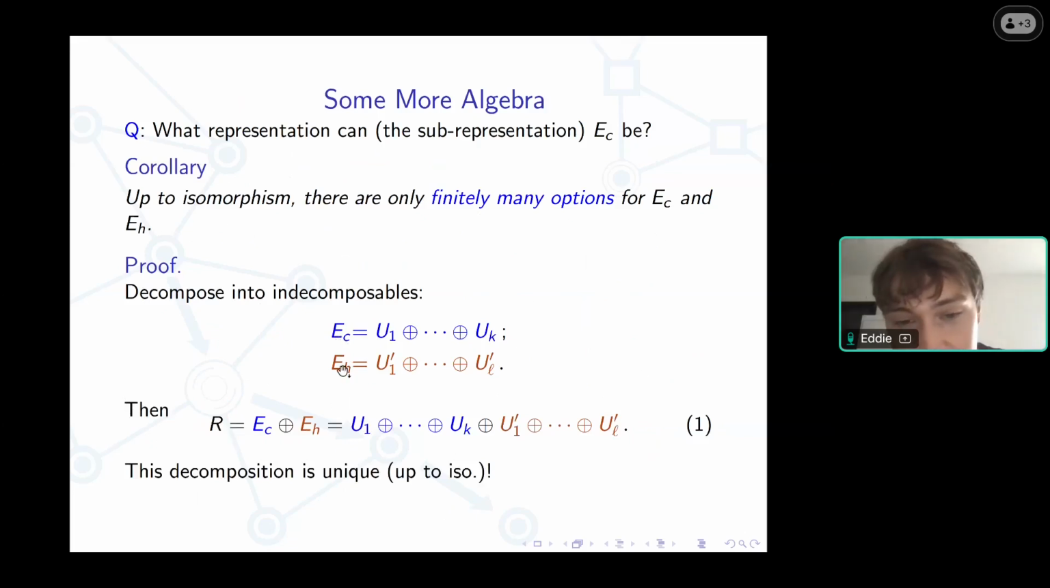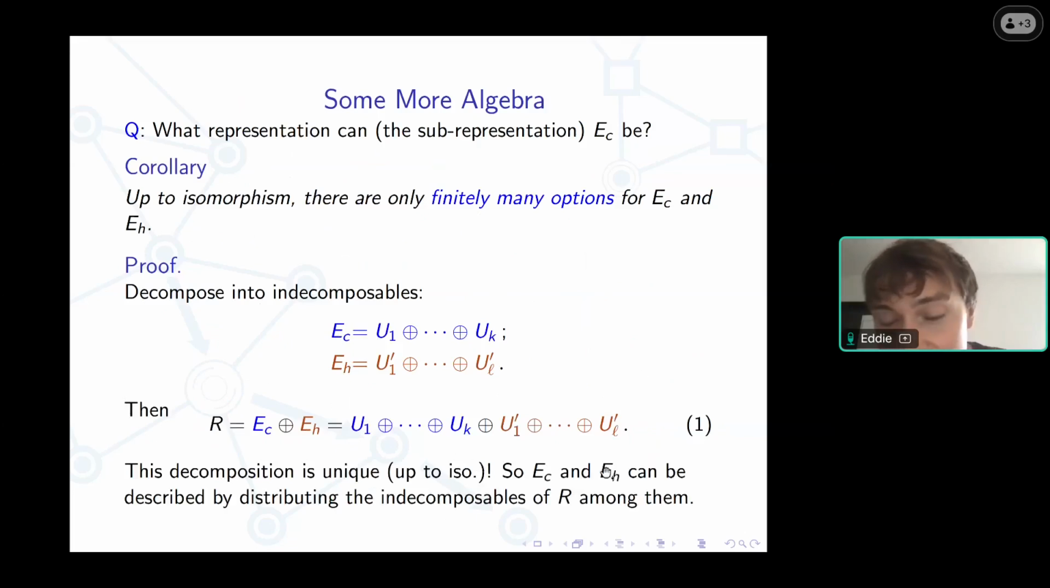So this is a decomposition into indecomposables of the representation that we started with, R. But this decomposition of R is unique up to isomorphisms. So in other words, EC and EH can be fully described by simply distributing the indecomposables of R across them. You just have to choose which ones go in EC, which ones go in EH, and that is, up to isomorphism, all the options for EC and EH.